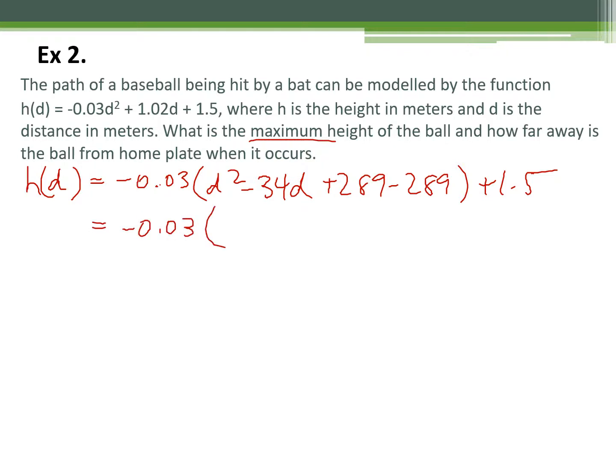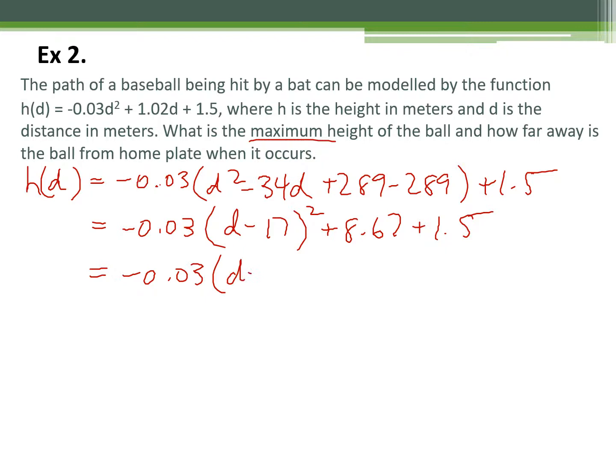This is going to factor to whatever my half value was, so 17, all squared. And then when I multiply negative 289 by negative 0.03, that should give you, if you round to 2 decimal places, 8.67 plus 1.5. Collect those like terms on the back end. 8.67 plus 1.5 gives me 10.17.